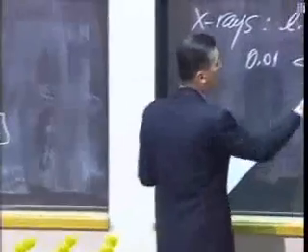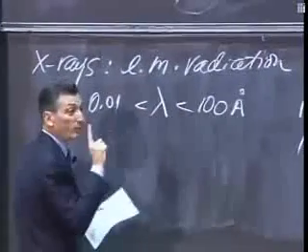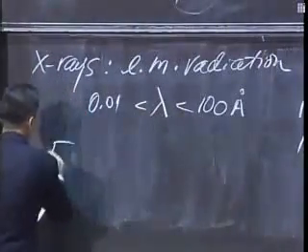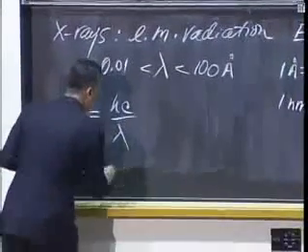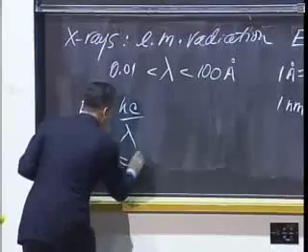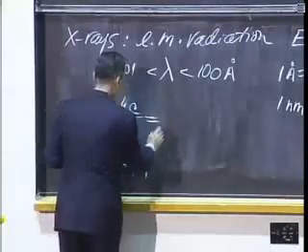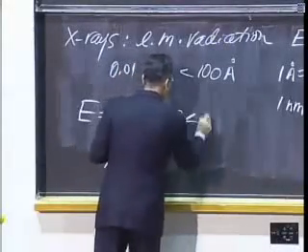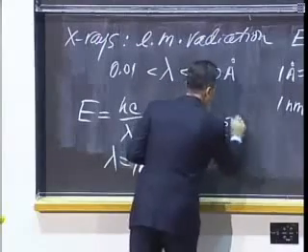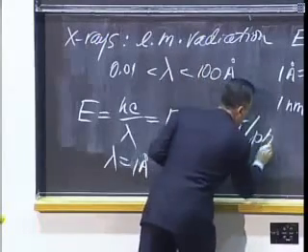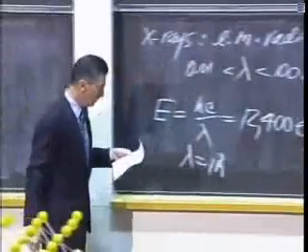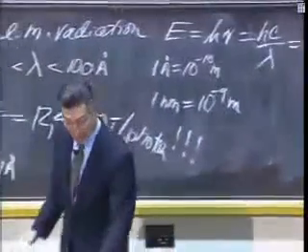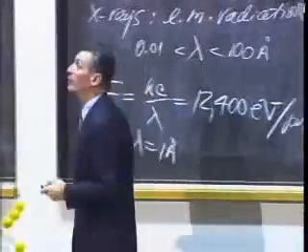Okay, so let's plug in a value. Suppose we have 1 angstrom as the wavelength. If I use hc over lambda, where lambda equals 1 angstrom, or 10 to the minus 10 meters, I end up with 12,400 electron volts per photon. And this is clearly going to be powerful radiation.